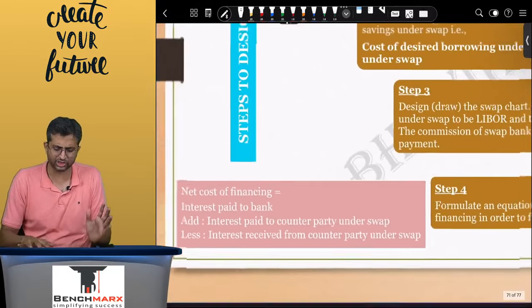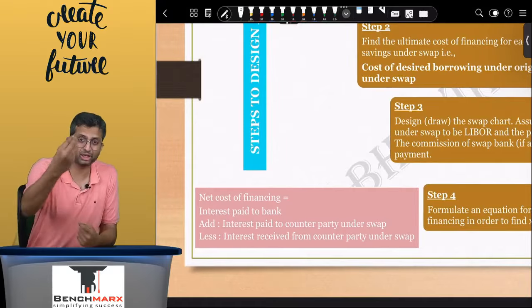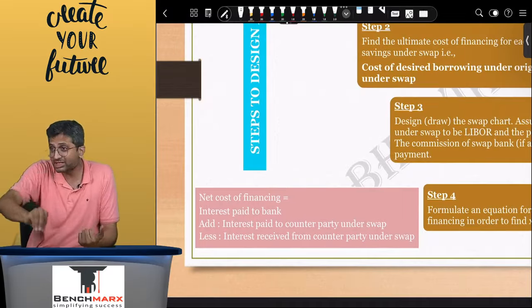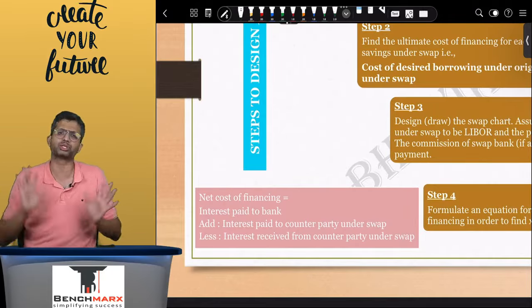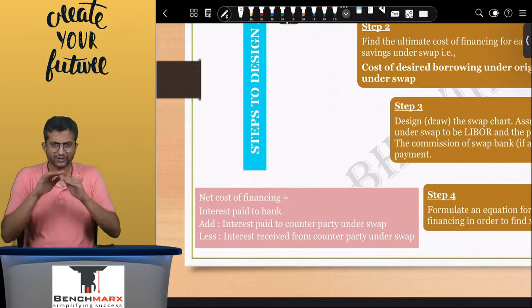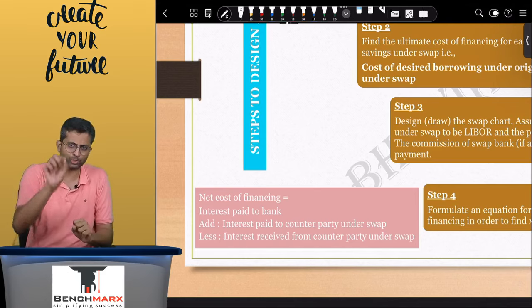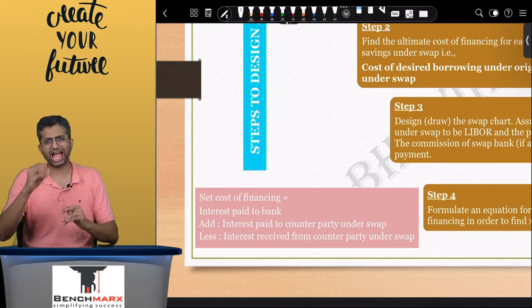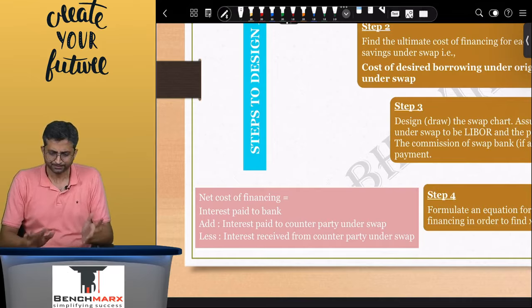The net cost of financing will be the cost that, let us say, you are paying to your bank, plus the cost that you are paying to the swap counterparty, minus the amount you are receiving from the swap counterparty. That's it. So if a swap has been designed, it's going to be complicated when you read the question, but you should put that in a chart and then take the total. That will give you the net swap cost.